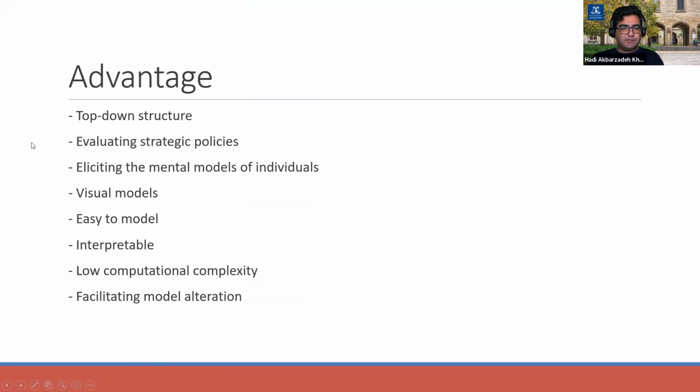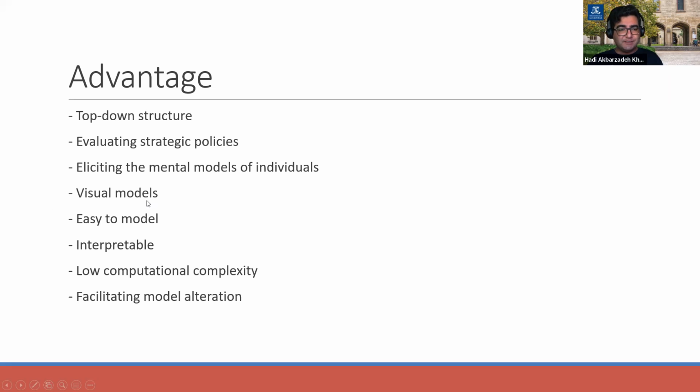So, just again, a summary of the advantages of system dynamics, which is a top-down structure. You consider the whole system and then try to break it down into individuals or lower-level entities. You can evaluate strategic policies. You can use mental models, which means what's in the mind of the experts. So if you don't have enough data, you can incorporate expert opinion in your modeling.